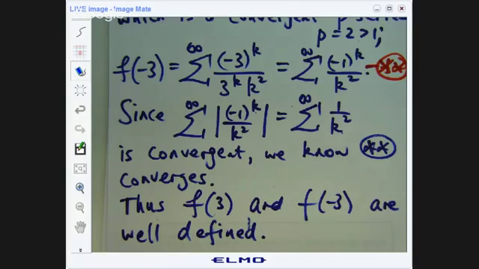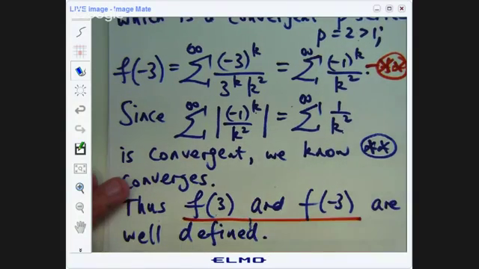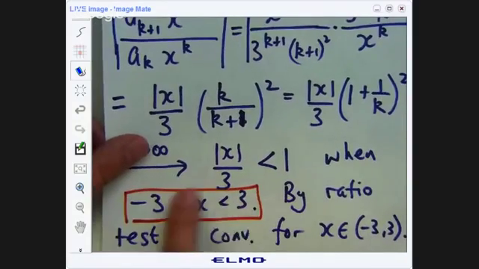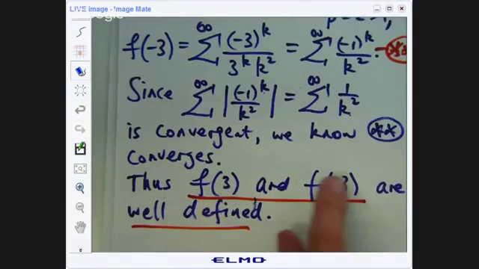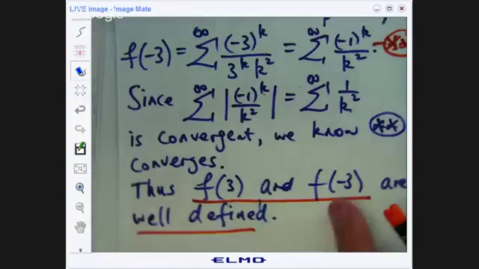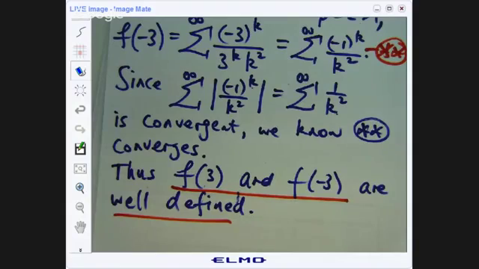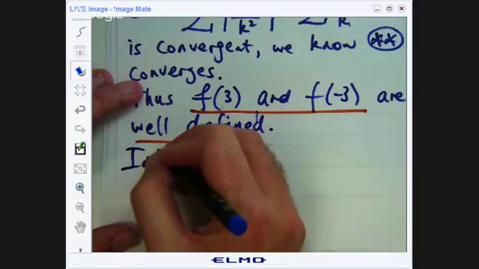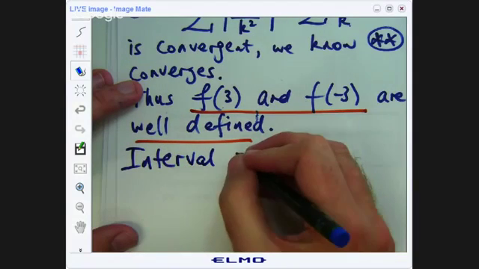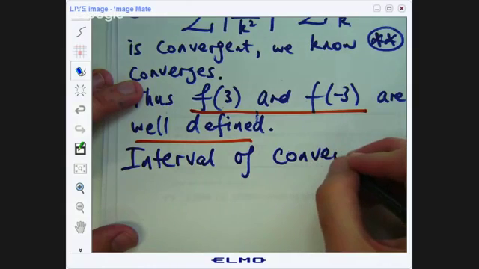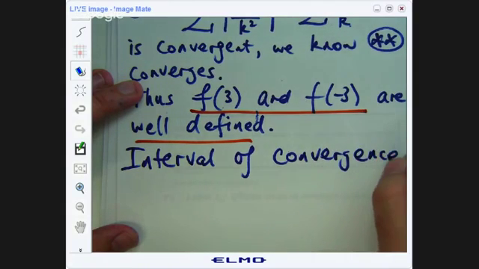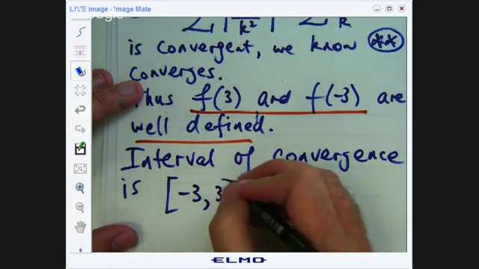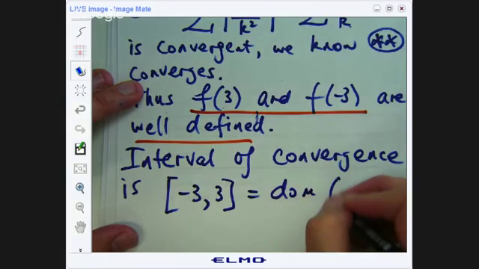All right, so let's take what we got on the other page. Here's our interval of convergence, and if we include the endpoints, x equals 3 and x equals negative 3, then we put them together and we get a big interval. So our conclusion then is the interval of convergence is, and just to make it clear, it's the domain of this function.